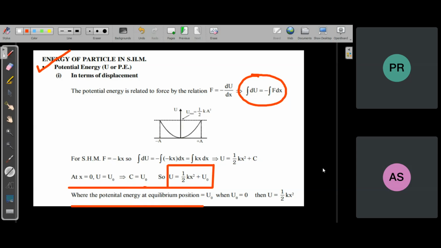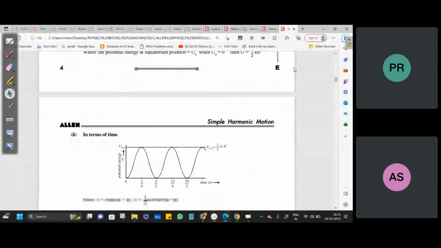So see here, it is written that when the potential energy becomes zero at the mean position, then only you can say this is correct. Are you getting? You can ask your doubt. So if there is no doubt, we will go to the next.